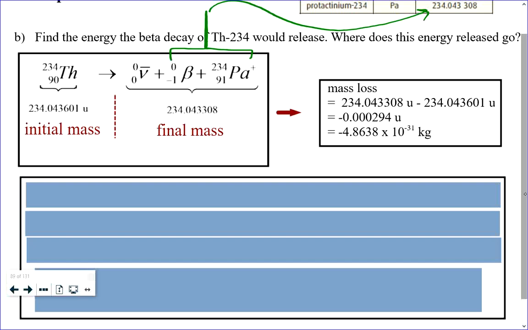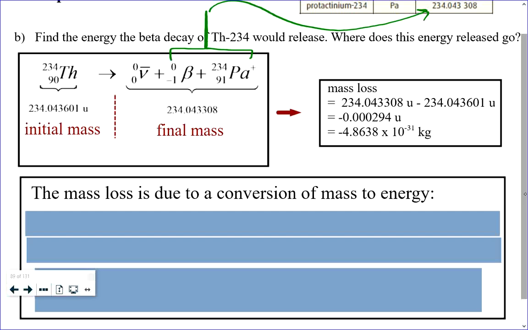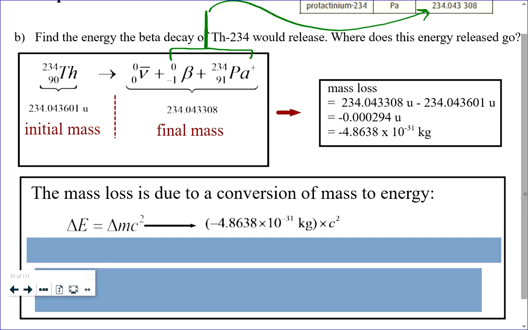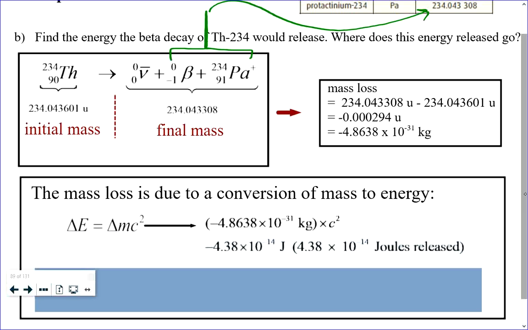Well, if you're asked to find the energy released, then we have to basically say to ourselves that the reason the mass is lost is because the mass that is missing from the universe now has been converted to the energy that is released. And the conversion from mass to energy or energy to mass always follows Einstein's E equals mc squared relationship. Or maybe more specifically for this course, delta E equals delta m c squared. So we multiply that by the speed of light squared and we get an answer that's negative 4.38 times 10 to the negative 14 joules.